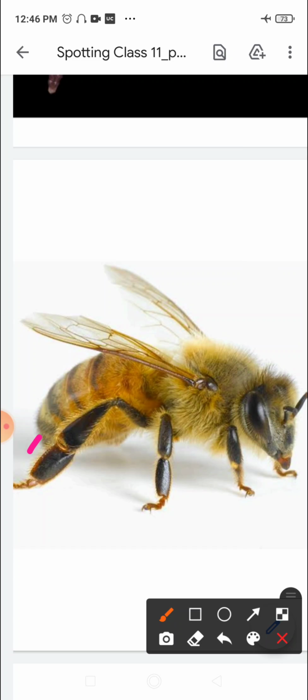The diagnostic feature is the presence of jointed appendages. Now jointed appendages, if you look at these, this is an appendage. You see here, this is a joint, this is a joint. Here this is a joint, this is a joint, right? So these are jointed appendages that are present.